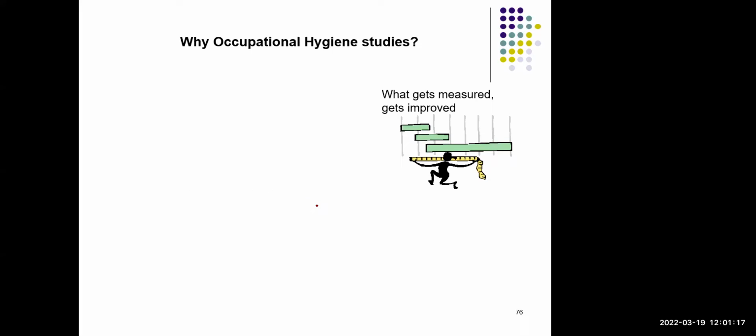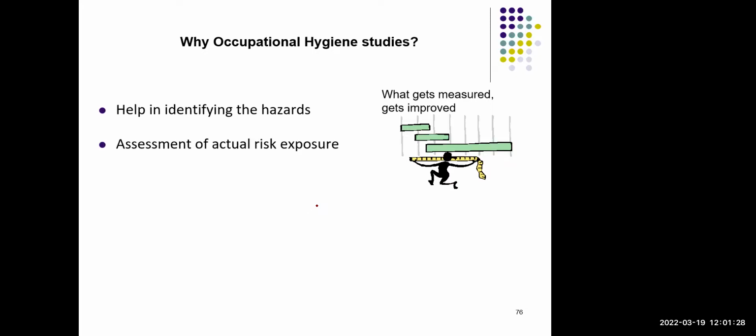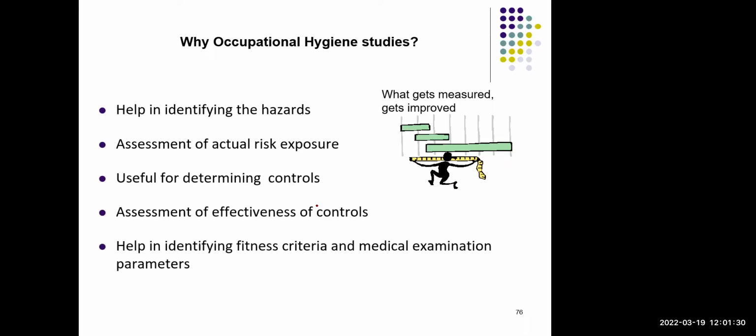So why occupational hygiene studies? In many audits, I find this concept is lacking. People have an environmental department, but they are not doing the hygiene studies. They help in identifying the hazard, assessment of actual risks, use of controlling tools, assessing effectiveness of controls, and help in identifying fitness criteria and medical examination. It is also for legal, quality and research purposes. This is very important: suppose somebody says, I got affected because of this problem in your factory. You can always show, this is my industrial hygiene measurement for the last 10 years and they are well within the parameters. So greater the dose, greater the effects.